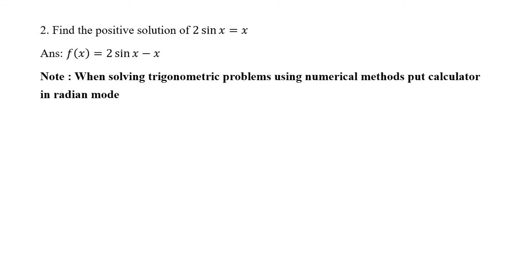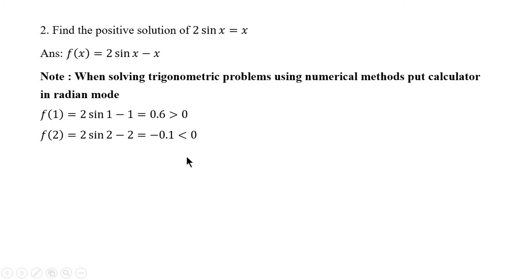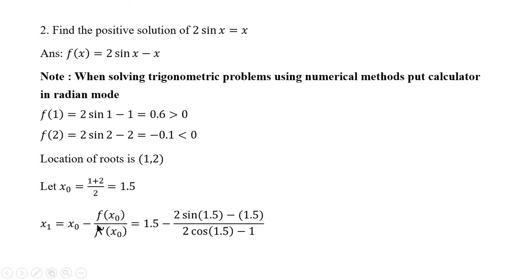Therefore, I will start by putting x equal to 1. So, f of 1 is positive, f of 2 is negative. There is a change in sign. Therefore, our root lies between 1 and 2. This is our location. Take the midpoint as x0. Write the formula for x1.